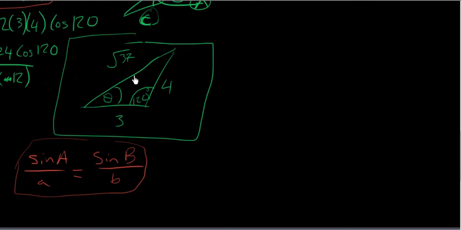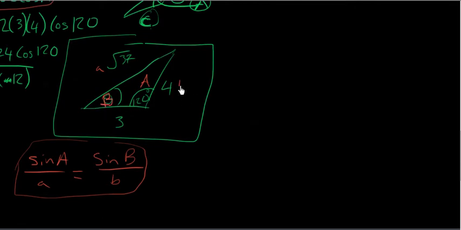Let's call this guy A, big A, that's little a, this is little a, that's big A. And then, instead of theta, let's call this guy angle big B, and that's little b there. So then in our formula it would look like sine of big A, which is 120, divided by the side A, which is root of 37. That's going to be equal to sine of the angle B, which is the one I actually want, they asked me for in the question, divided by the side B, which is 4.